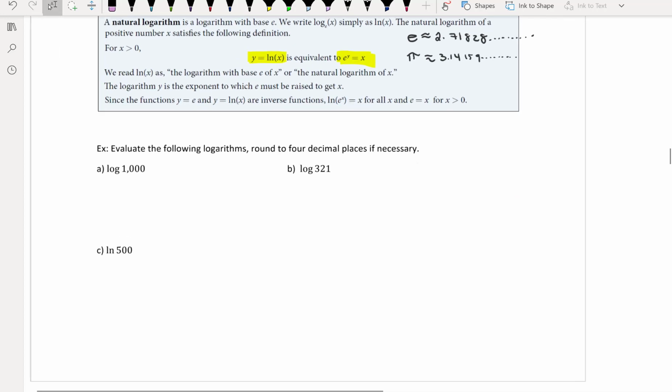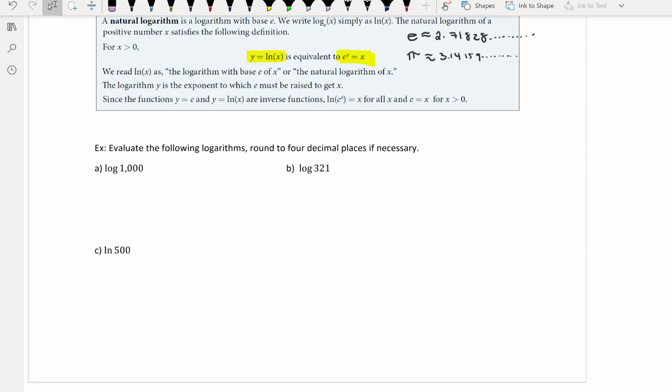We are going to evaluate the following logarithms, and we're going to round to the 4 decimal places. So here you want to make sure that you put this into your calculator correctly. The log button is right next to the 7 on the calculator. Okay, so now you know where log is. So you press log and you type in 1000 and you just press enter and you get it to equal 3. So this is just making sure you can put this into your calculator.